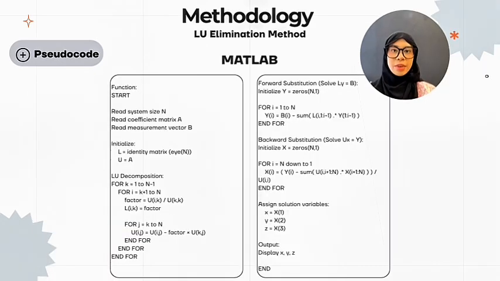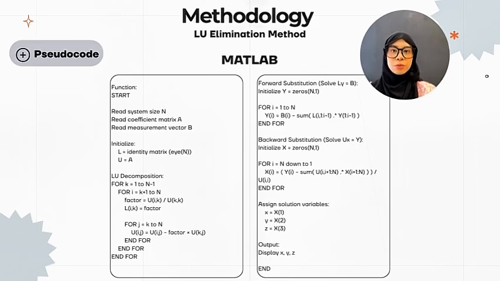This slide presents the MATLAB-style pseudocode used to solve the intermediate EMG case using LU decomposition. The program begins by reading the system size n, followed by the coefficient matrix A and a measured EMG signal vector B. These inputs together represent the linear system AX equals B. Next, the matrices are initialized. The lower triangular matrix L is set as an identity matrix, while the upper triangular matrix U is initialized as a copy of matrix A.